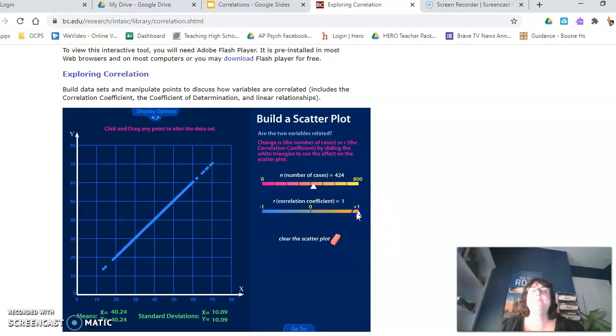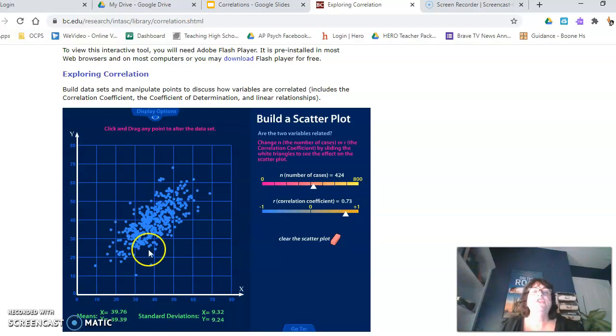So if we back it up and we look at a 0.8, okay, 0.7, that's fine. You can see there's an upward slope, an upward trend, but it's not in a straight line, okay? They're bunched on a line. You could put a line right through them, okay? So that means it's a strong correlation, but it's not nearly as strong as a 1, okay? It's positive because the slope is upward, right?